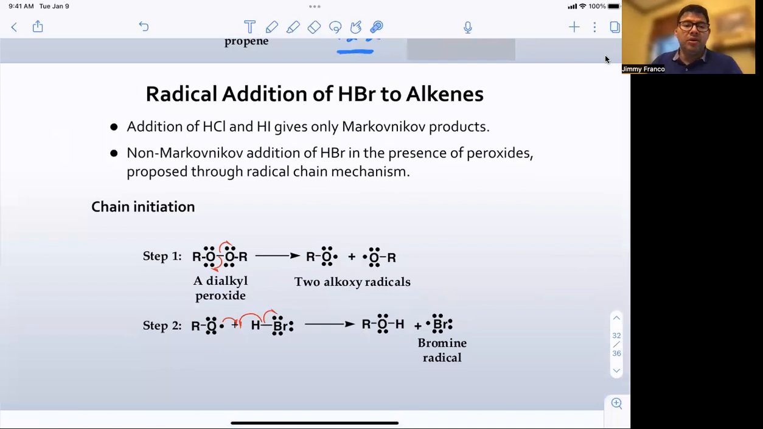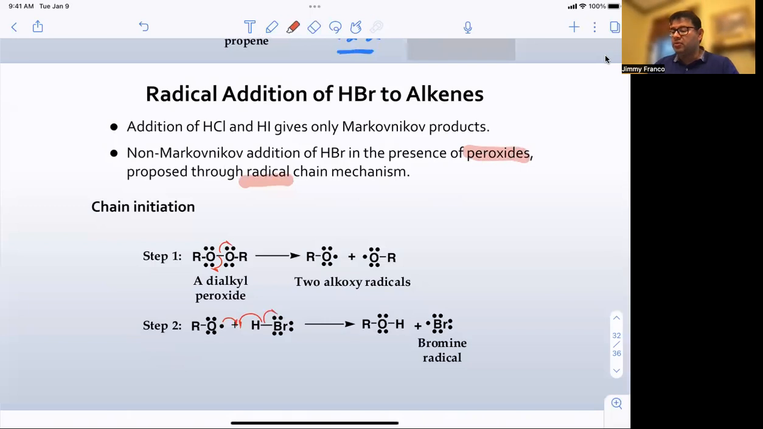And just the reason it works is if it's just HCl, HI, HBr, it's going to give the Markovnikov products, right? So essentially that more substituted carbon. If you do this in the presence of peroxides, right, all of a sudden, instead of doing that addition reaction, we're doing our radical mechanism.